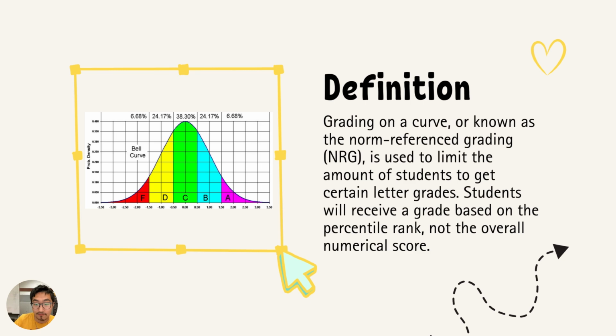All students will earn a grade based on percentile ranking, not their overall grade, which in some cases means that even if you have a 90%, which is like an A minus, you can receive an F or a D if everybody has a 95 or 98.